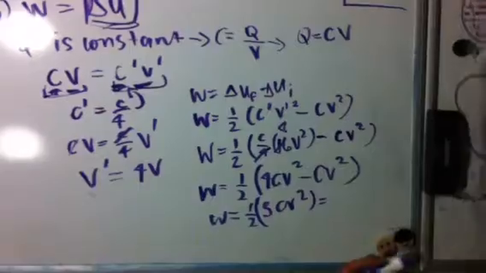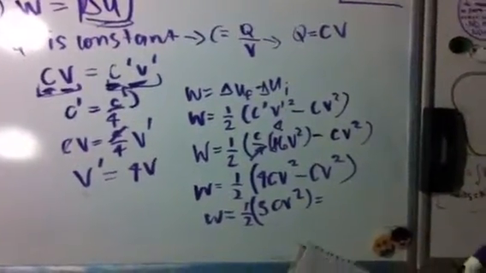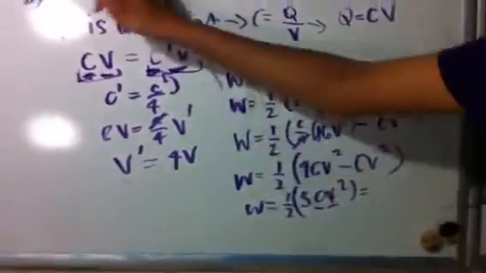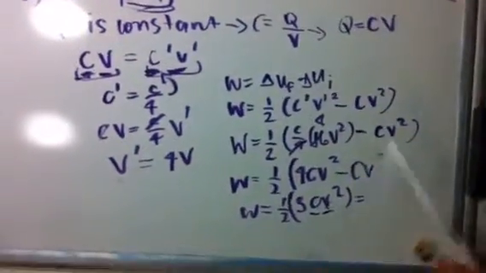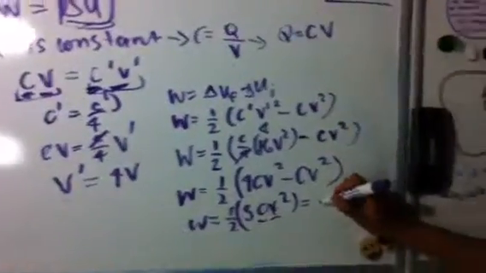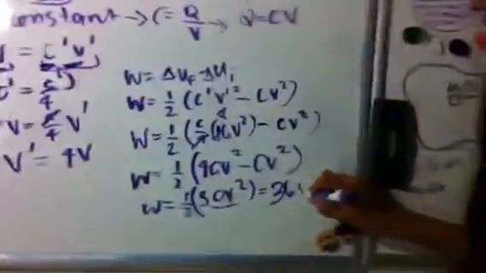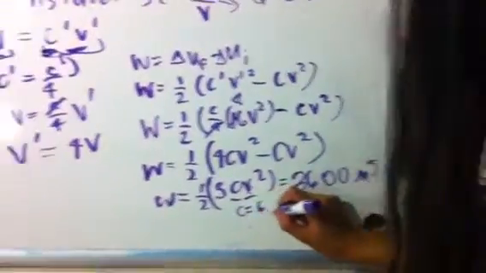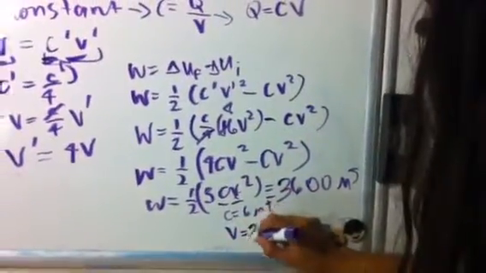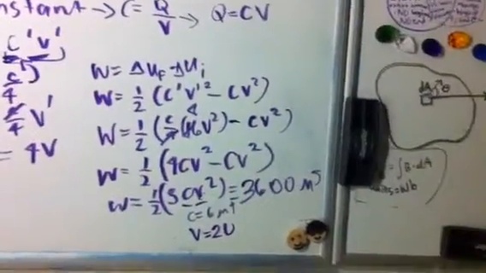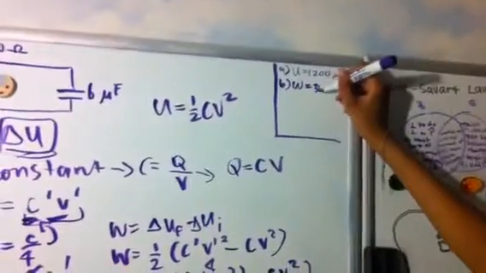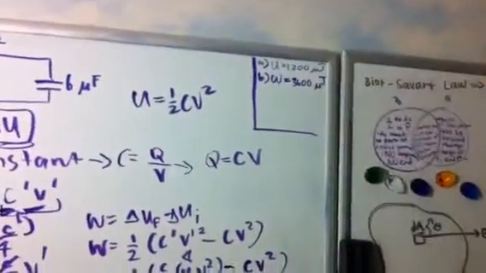And now all we need to do is just plug in the values, and we've got our C value, 6 microfarads, we've got our V value, which is 20 volts. So all plugged in, we get work is equal to 3600 microjoules. Just to reiterate, that's 6 microfarads, V is equal to 20. We are good on this problem. So part B, work is equal to 3600 microjoules. Cool. Okay, next part.